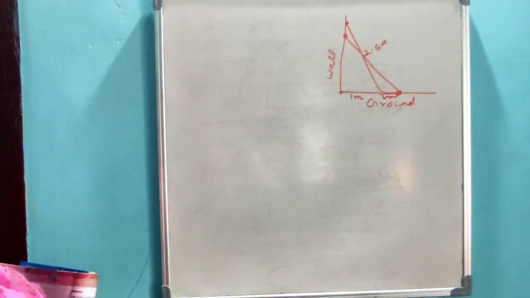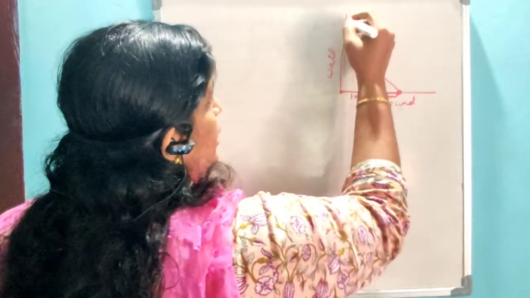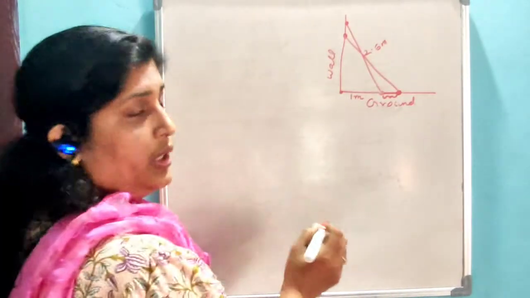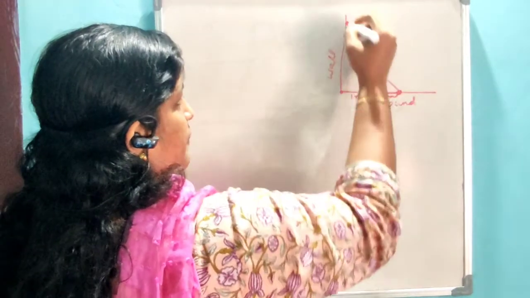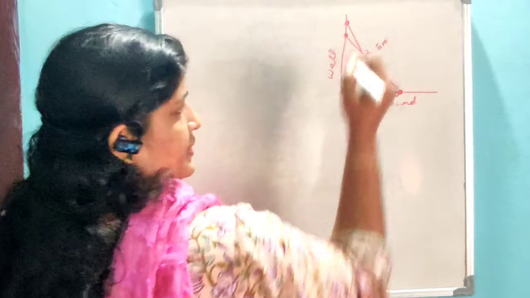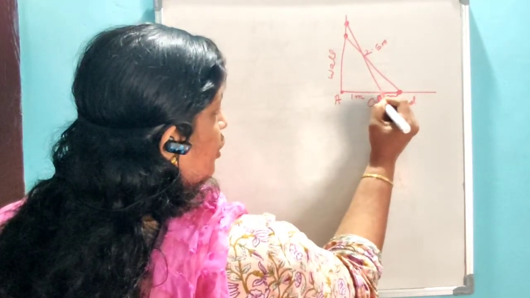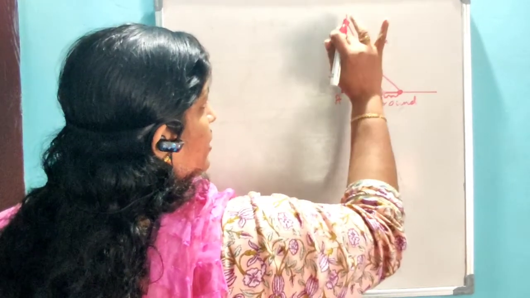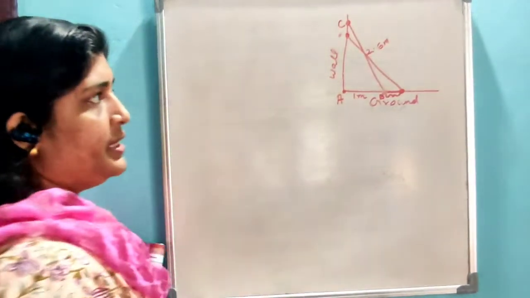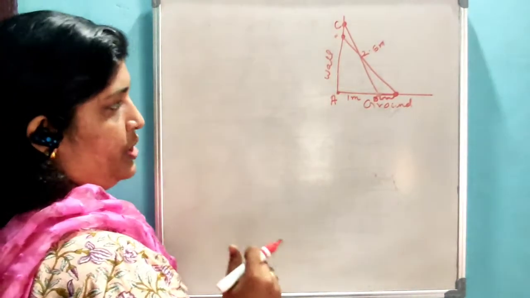This is our question. So first, consider the initial position of the rod. The foot is here and the top end is here. Let us use some letters to denote its positions. The first position is ABC. These are the three points of the initial position of the rod.